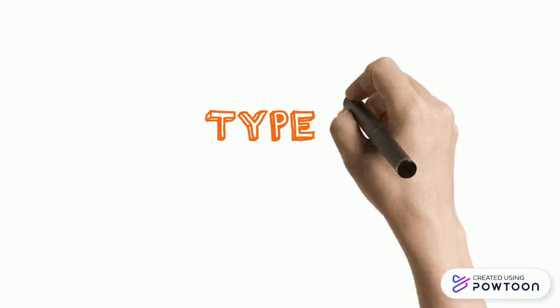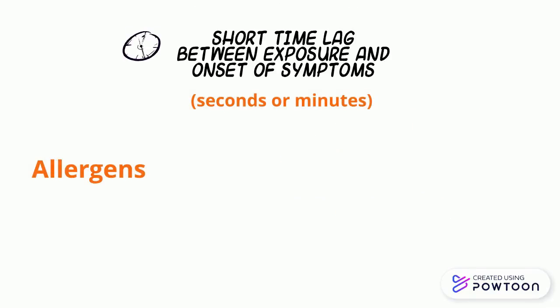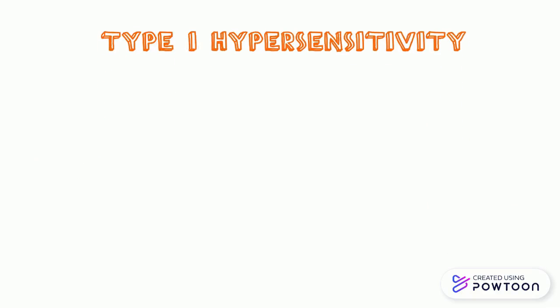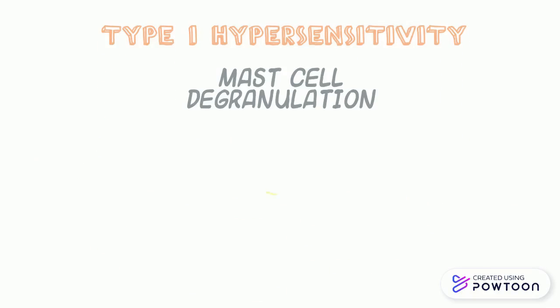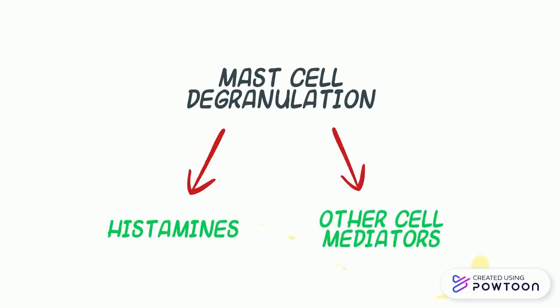Type 1 hypersensitivity is characterized by a short time lag between antigen exposure and onset of symptoms that usually present within seconds or minutes. Allergens are known to trigger this type of reaction, and patients that exhibit allergic hypersensitivity reactions produce a large amount of immunoglobulin E. Type 1 hypersensitivity reaction could also result in mast cell degranulation, releasing histamines and other inflammatory mediators.